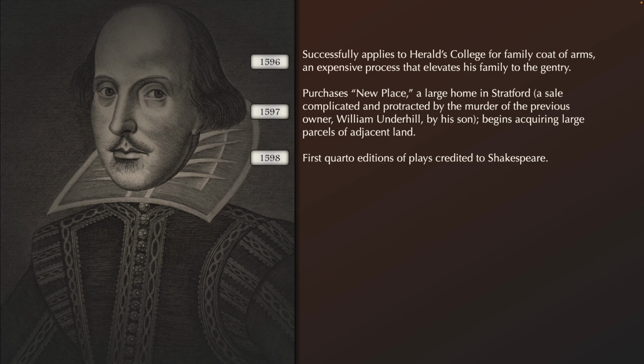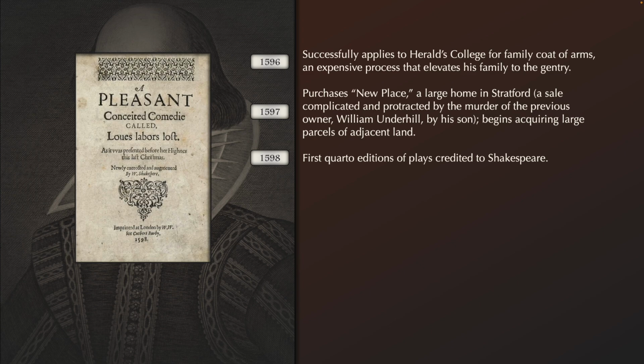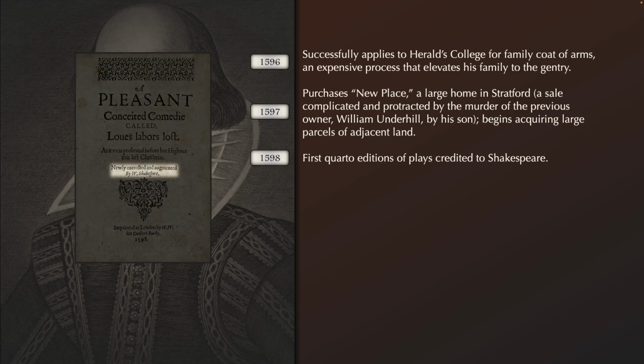In 1598, this was the year that we see the first quarto editions of plays in which Shakespeare is actually identified as the author. So you see there Love's Labour's Lost, the 1598 quarto edition, and there is William Shakespeare named right on the title page.